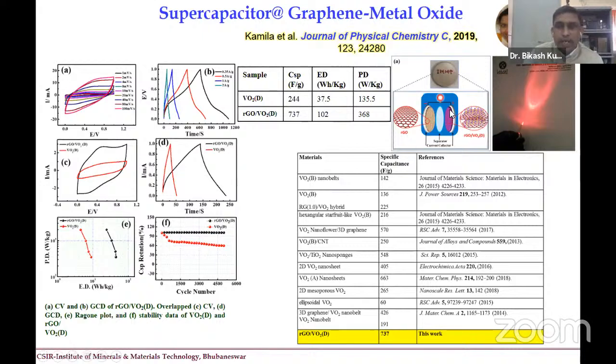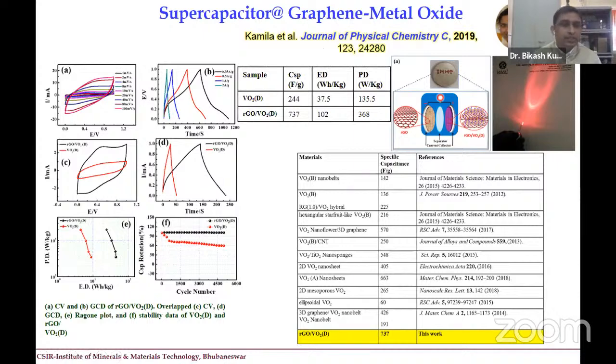Then we have tried to develop some devices, like asymmetric devices: one side graphene, the other side this hybrid material. We were able to develop this device, and we also demonstrated it by powering an LED light. We also compared the properties of our material with other existing literature. So our value is quite good. That's why we published this work in the Journal of Physical Chemistry.